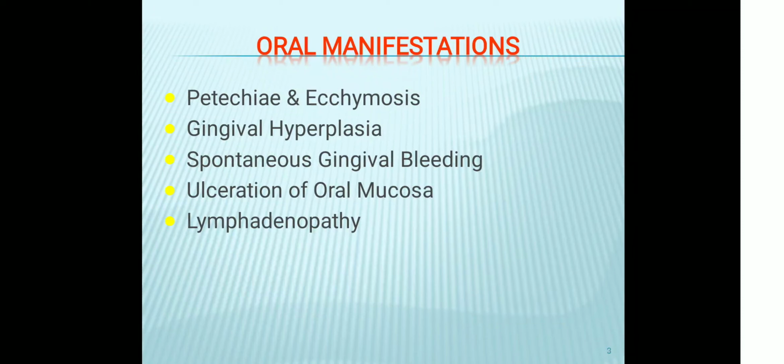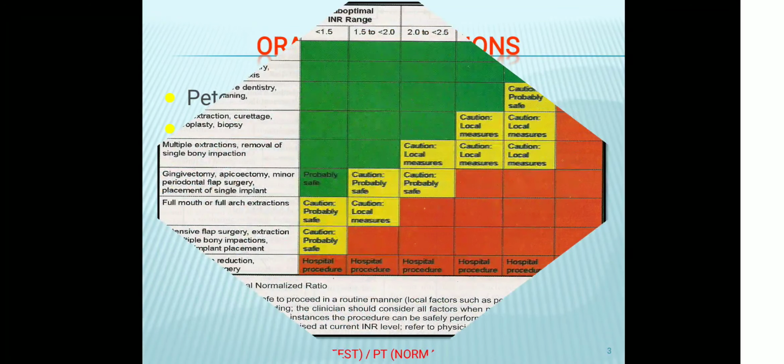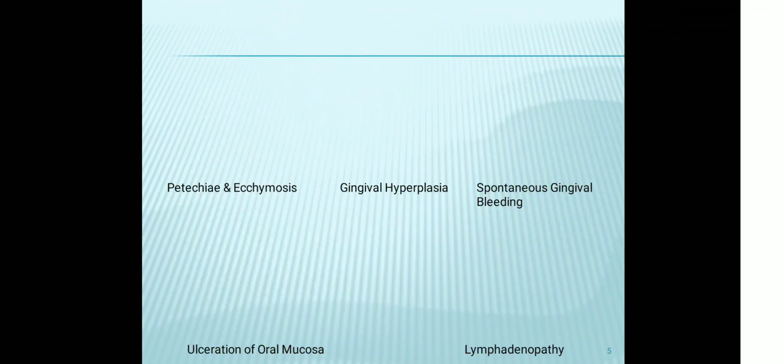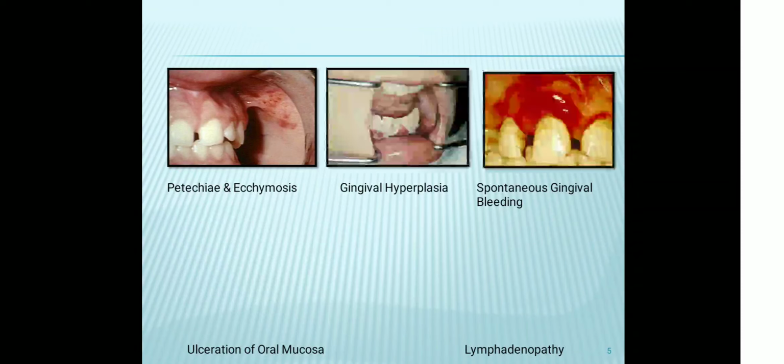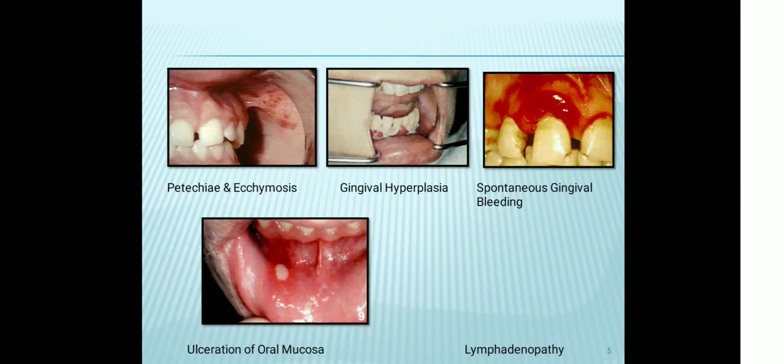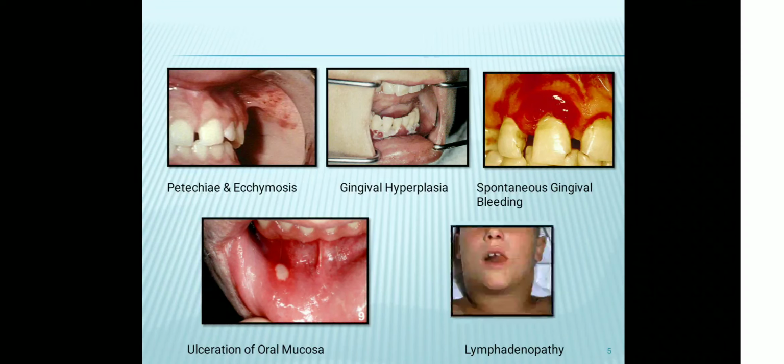The various oral manifestations of these kinds of disorders are petechiae and ecchymosis. Both of them come under purpuras. Also gingival hyperplasia, spontaneous gingival bleeding, ulceration of oral mucosa, and lymphadenopathy. So let's have a look at them. This is petechiae, the pinpoint spots. Ecchymoses are the larger ones.